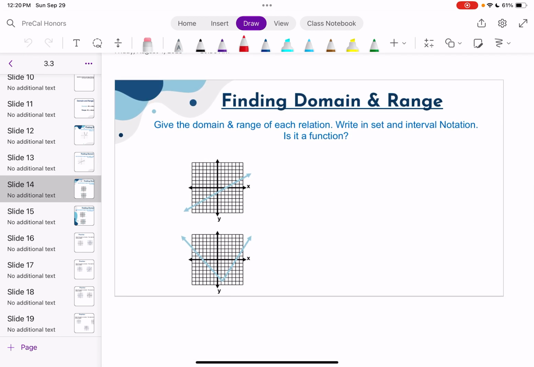In slide 14, they are asking for the domain and the range of each relation, and they are asking for us to write it in set and interval notation for each. So the true question ends up being, is it a function or not? So let's begin with our first example.